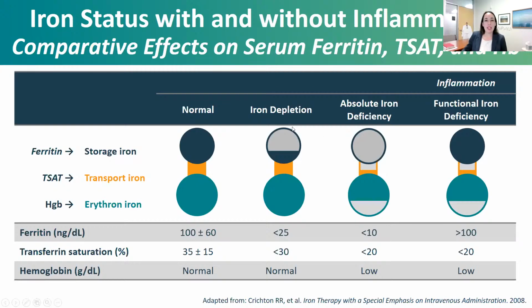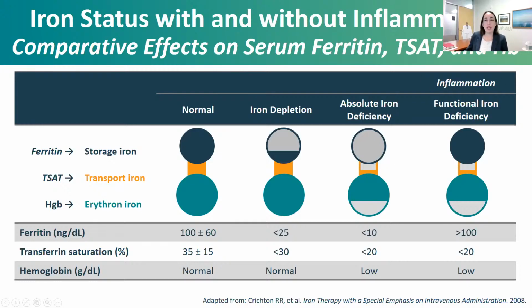In iron depletion, you start seeing effects on the storage iron because the body wants to maintain red cell production. So it's going to pull from the liver and the spleen and other sites before affecting that hemoglobin. However, over time, that ferritin, the storage iron, will be depleted. And then you're going to start seeing impacts on the transport iron. And then eventually you're going to see that the hemoglobin is affected as well.